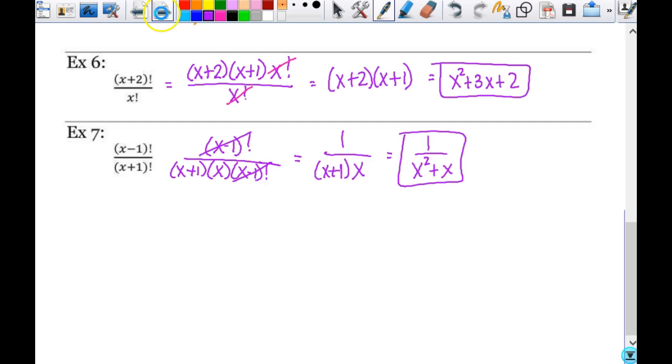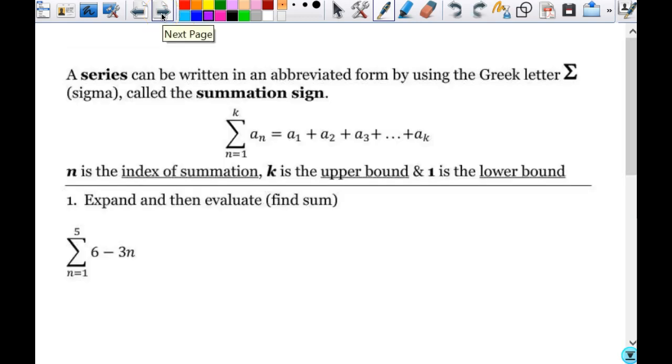So now let's look at sigma notation, which again I just kind of showed you quickly. But so a series, remember there's a difference between your sequences and series. A series can be written in abbreviated form by using the Greek letter sigma, called the summation sign, so it can also be called summation notation. N is the index of summation. So N means that's these two would match right here. And then K is the upper bound, 1 is the lower bound. So this is your lower bound of your series, this is your upper bound, whatever you're going to substitute in to figure out your terms. There's 2 different things that you can do with these. You can expand them and evaluate them, and we're going to do both.